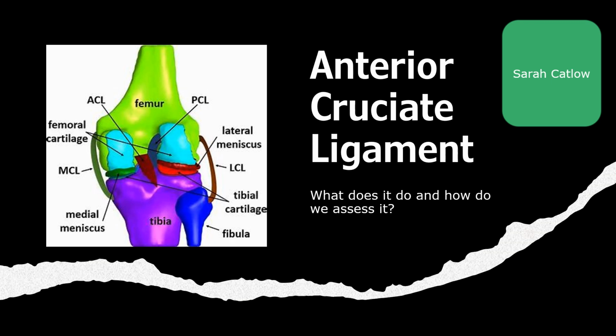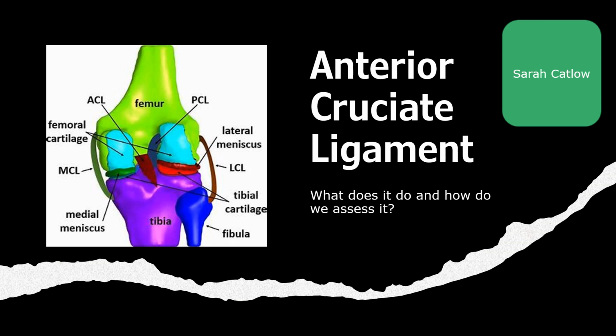So the anterior cruciate ligament, the ACL, is one of the four main ligaments in the knee joint, and it plays such an important role in providing stability during movements like pivoting, cutting, and jumping. ACL injuries are common, especially among athletes participating in sports that involve sudden stops, changes in direction, and jumping.